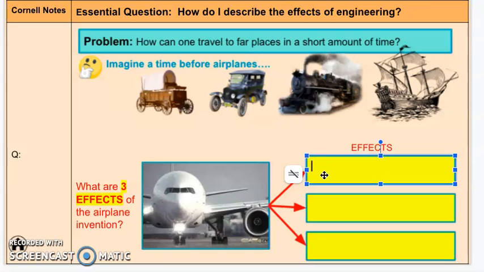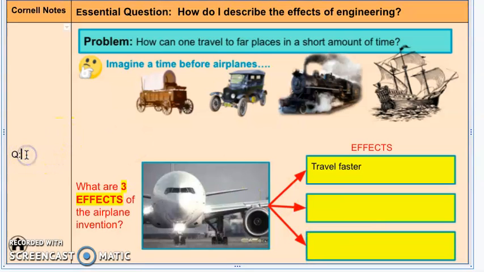Maybe one thing you want to say is travel faster. What else is good about having airplanes? You think of two more. Okay, pause the video. Think of three ways, three effects of having airplanes in 2021.